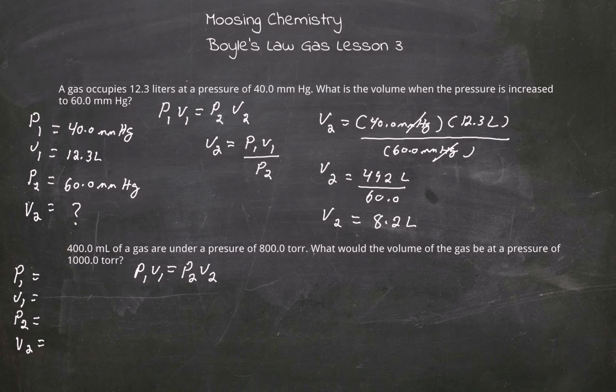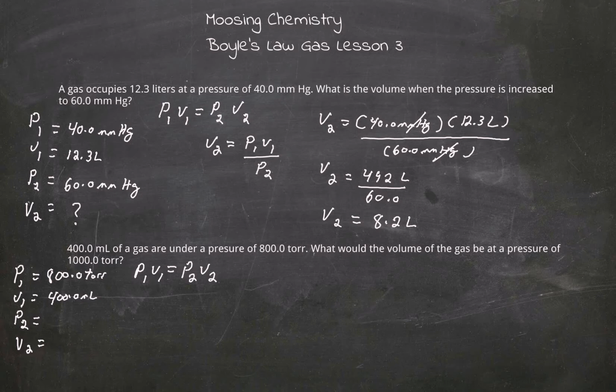We have a pressure of 800 torr to start with, and we have a volume of 400 milliliters. It really doesn't matter that we have milliliters here because we're only showing one volume. But if one of the volumes were in milliliters and one in liters, then we would have to default to liters. We don't have that situation, so we don't worry about that right now. So let's clear all that.